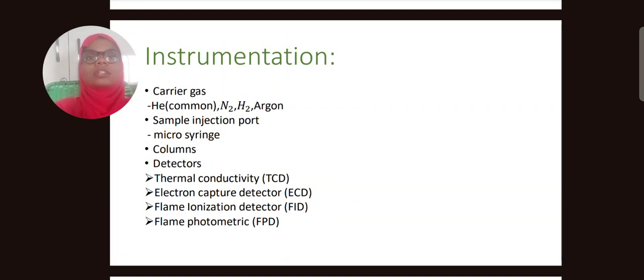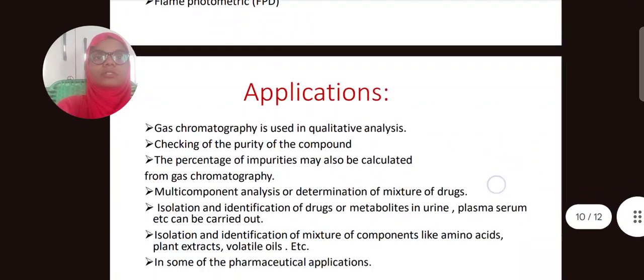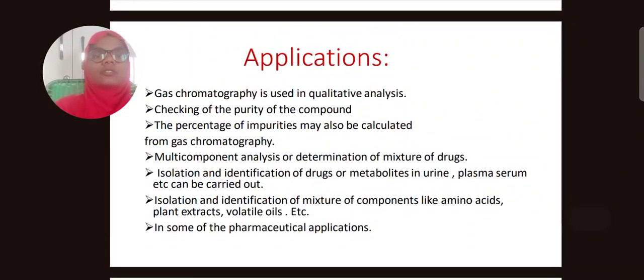And next one is applications. Gas chromatography is used in qualitative analysis, checking of the purity of the compound. The percentage of impurities may also be calculated from gas chromatography. Multi-component analysis or determination of mixture of drugs. Isolation and identification of drugs or metabolites in urine, plasma, serum, etc.